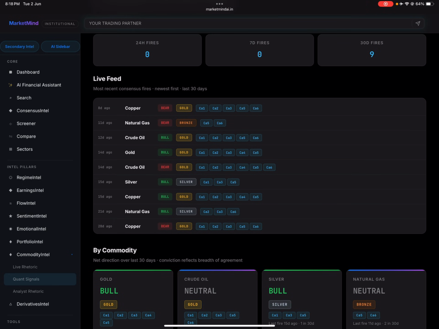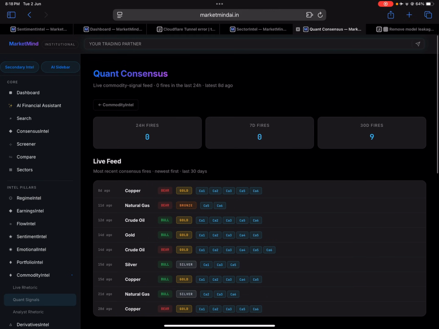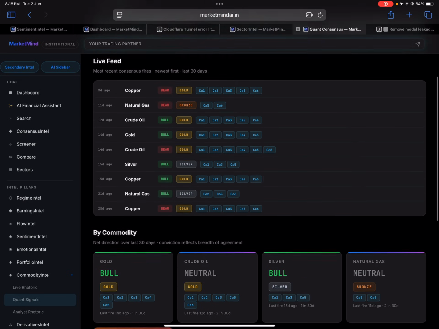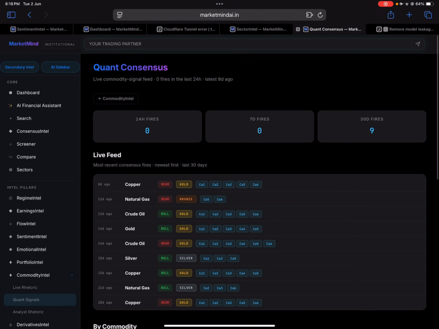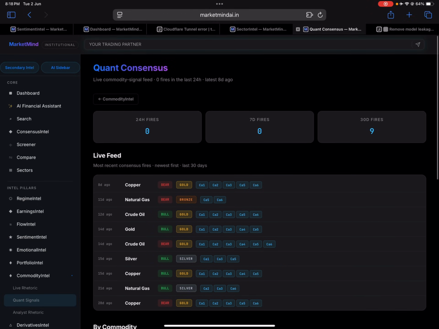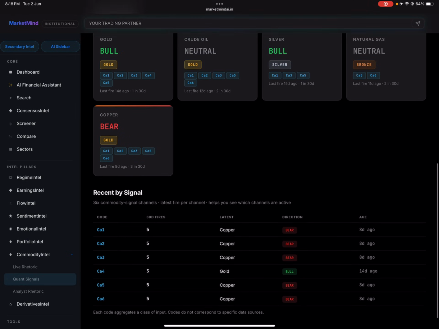This here is called the gold and silver bull rallies that we saw in the past few years. So it doesn't fire very often, but when it does, especially when there's consensus, gold, silver, or bronze, it usually results in decent win rate trades.